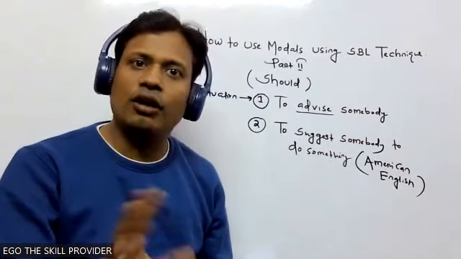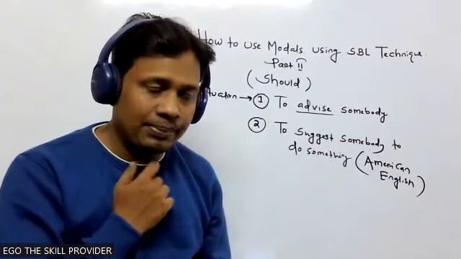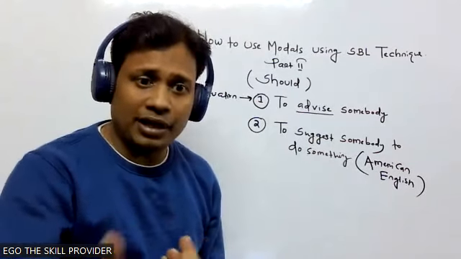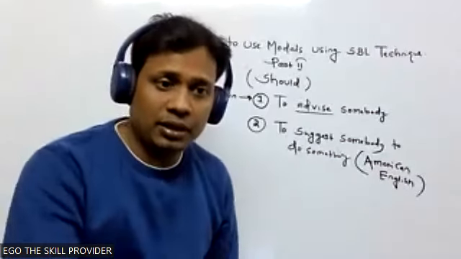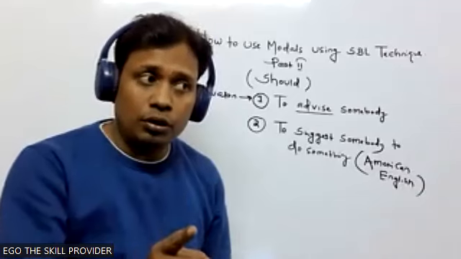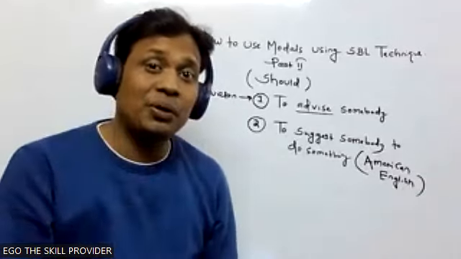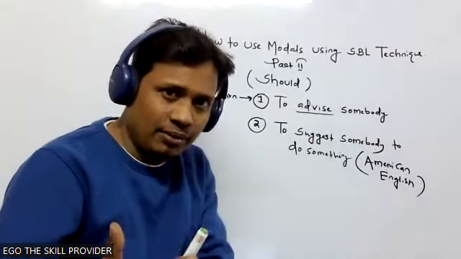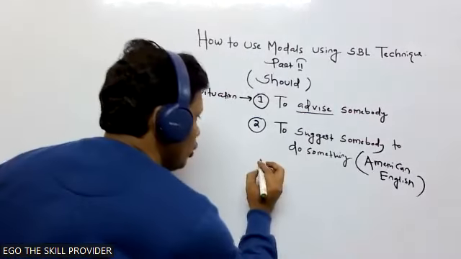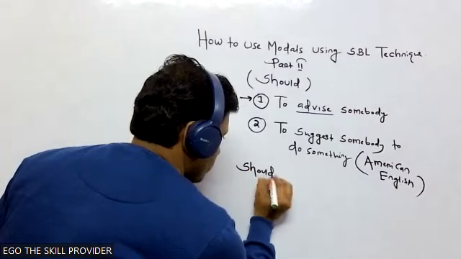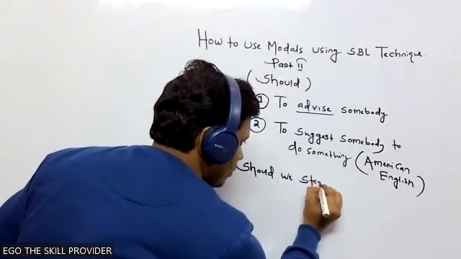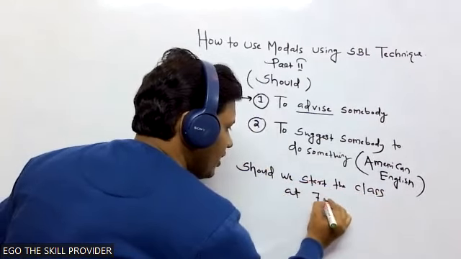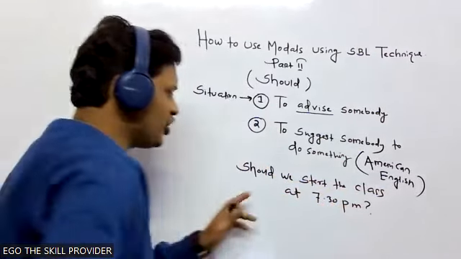Suggestion is something called not a force. Suppose I'm trying to suggest to you, Sonali, Bubbly, Anushka, Priti, Smita, Subhasri, you should not do like this. So that is something called an advice. But whenever you suggest somebody, suggest means you are trying to tell somebody to do something. Let me give an example. Should we start the class at 7:30 p.m.? So this is a suggestion.